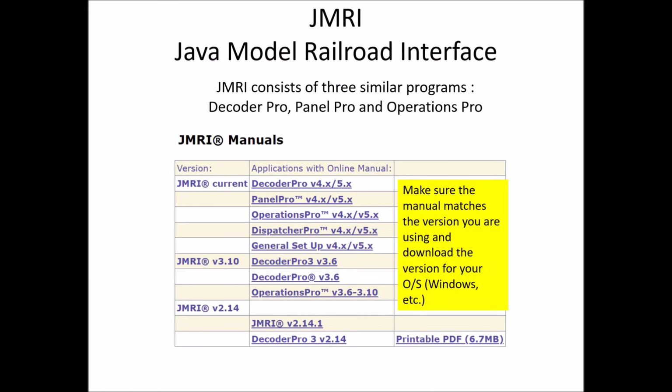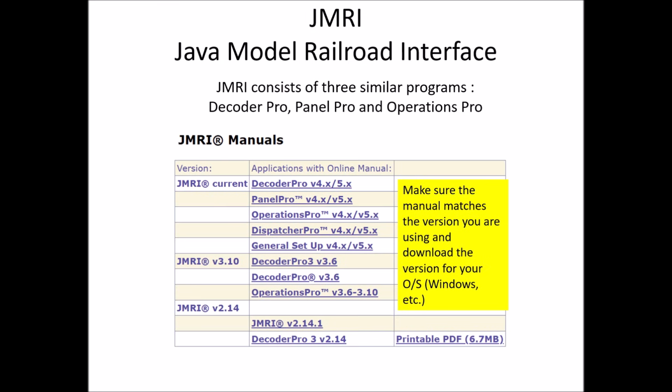What we're going to use for these more complicated routing scenarios is JMRI. That's the Java Model Railroad Interface. It's a free program. It's open source. It consists of 3 different programs: Decoder Pro, Panel Pro, and Operations Pro. They can all be implemented or switched to from any one of the programs. So you can get into any one of them from another program.